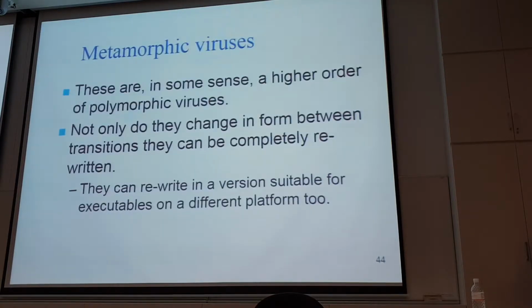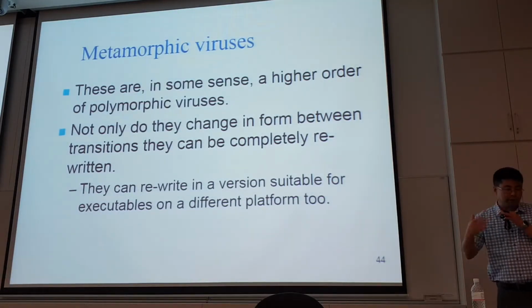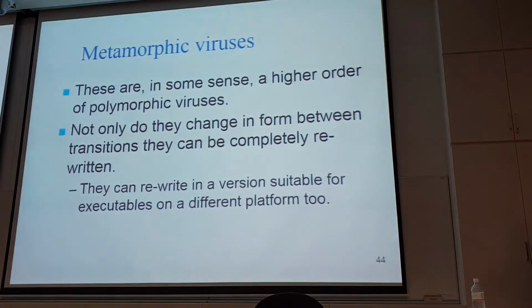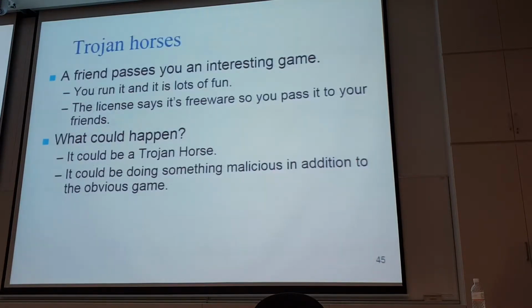Then the metamorphic virus is even more powerful. It's a higher order of polymorphic virus. Instead of simply adding some redundant operations, it can completely rewrite itself. So this is basically the most powerful approach to hide the virus.